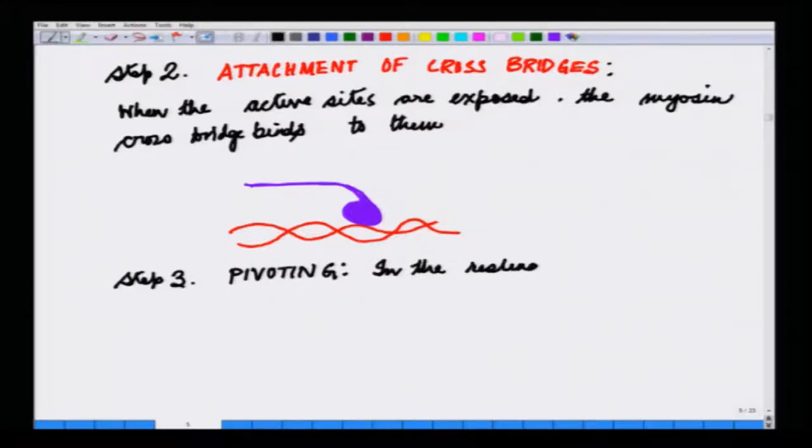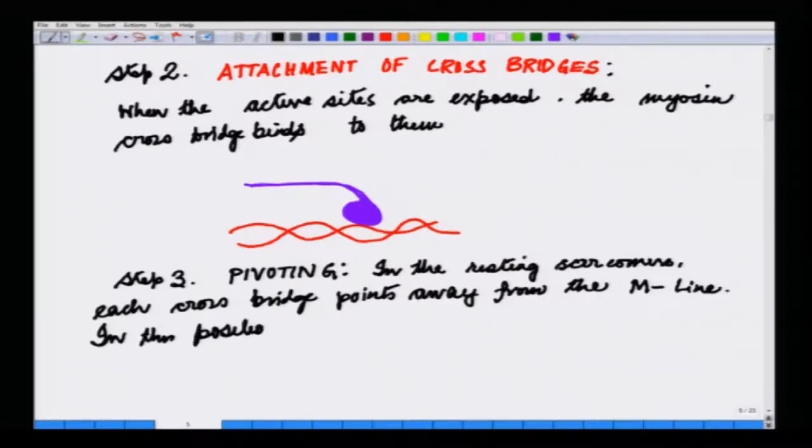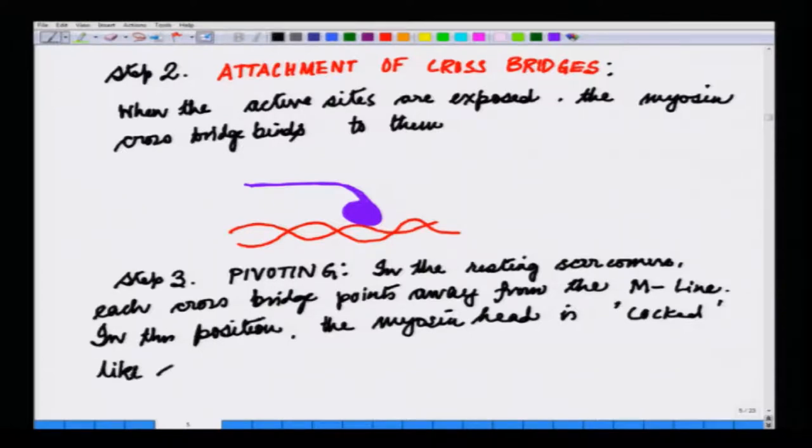So, coming back to pivoting: in the resting sarcomere, each cross bridge points away from the M line. In this position, the myosin head is, as the term used, cocked, like the spring in a mousetrap.